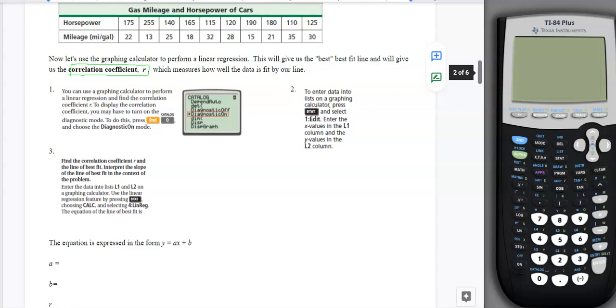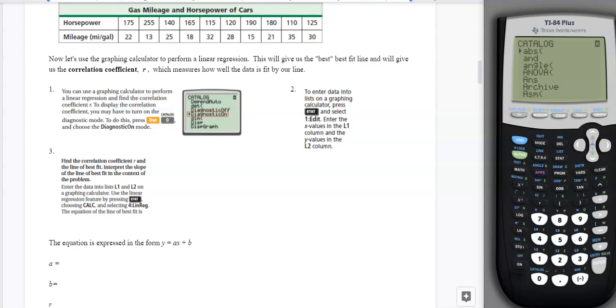So here we go. Step one, it says you can use a graphing calculator to perform linear regression, but to do this, we need to first turn on this diagnostic mode. So what we're going to do is go over to our calculator. I'm going to turn it on. And right now I need to press second 0. So I'm going to hit the second key and the 0 key, which is the catalog.